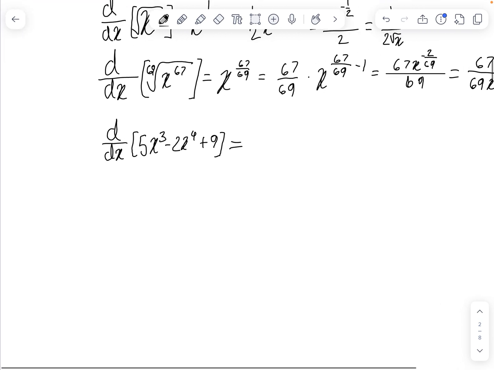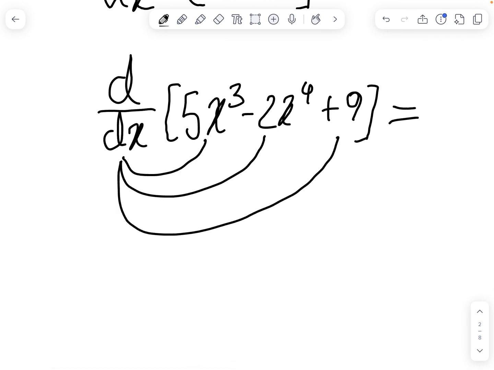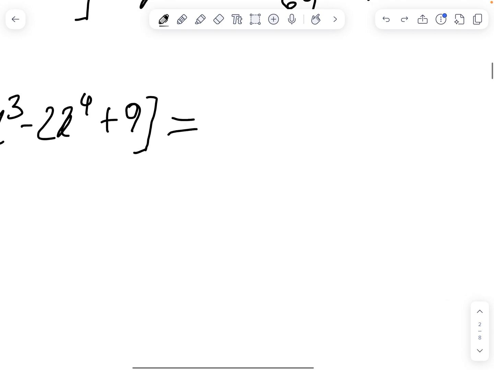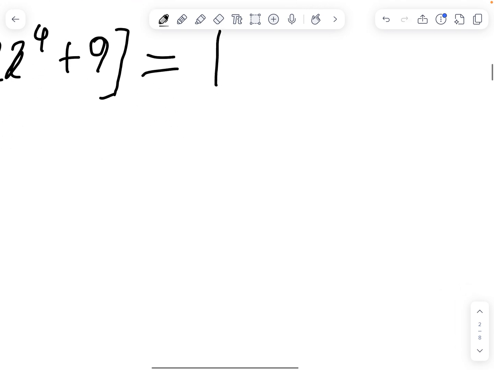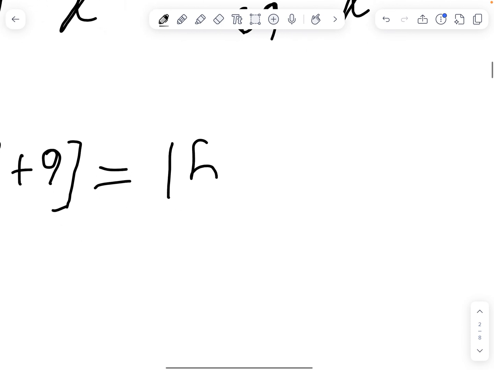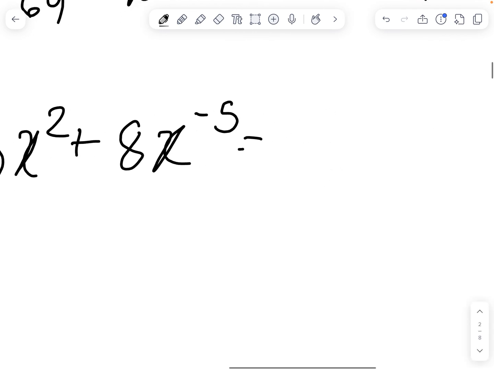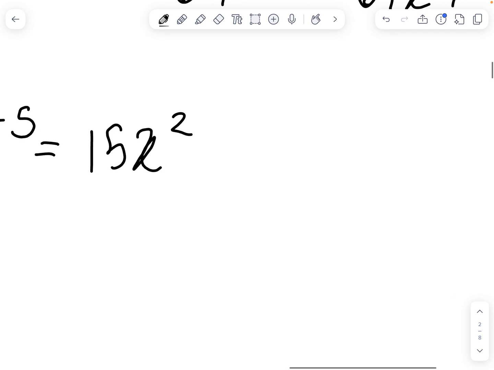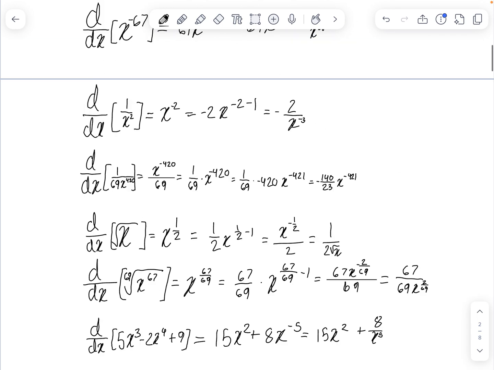Basically what you need to do is differentiate each thing. So differentiate this, differentiate this, differentiate this. And if you differentiate each thing, you'd get 15x squared plus 8x to the power of negative 5, which equals 15x squared plus 8 over x to the power of 5. So yeah, that's it for power rules in this video.